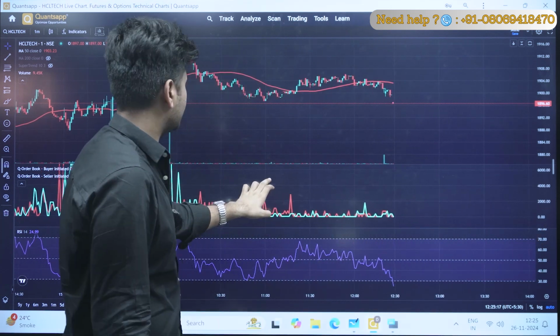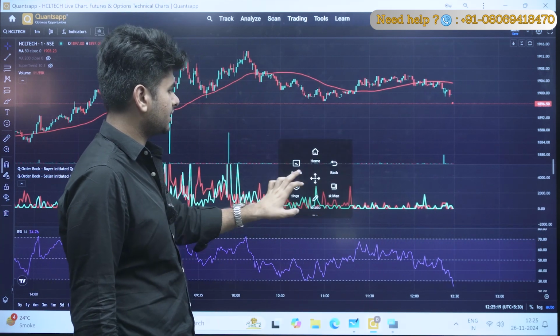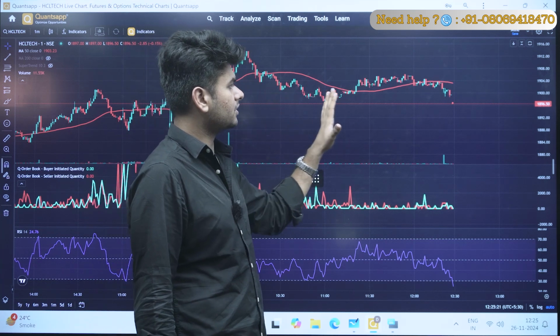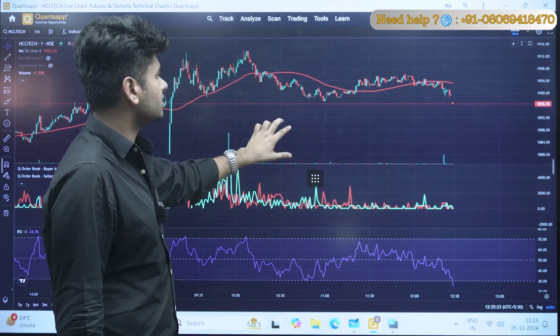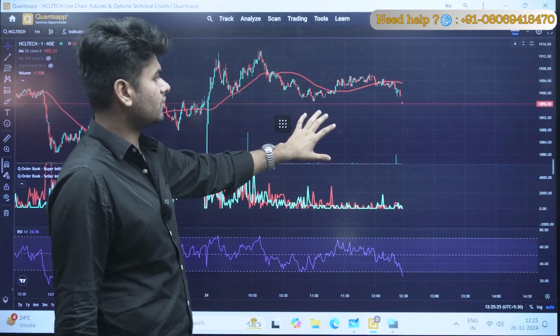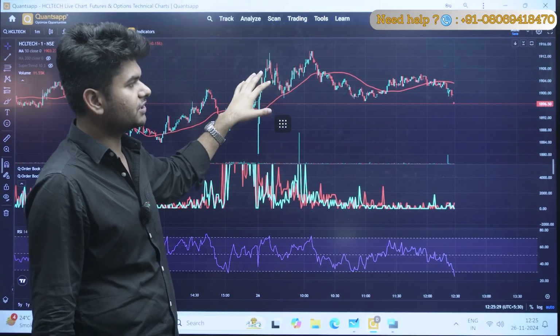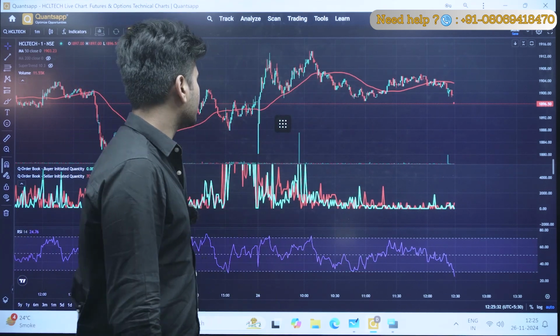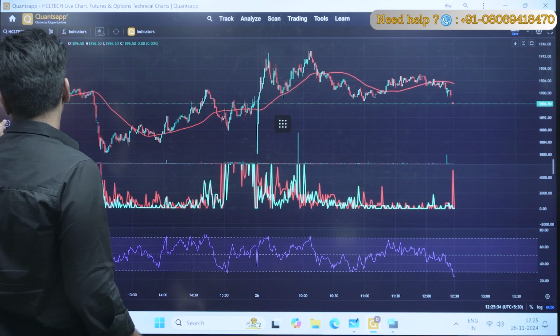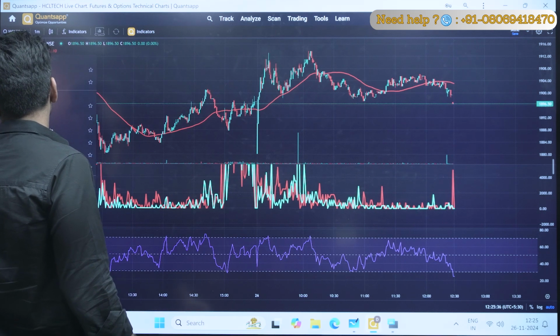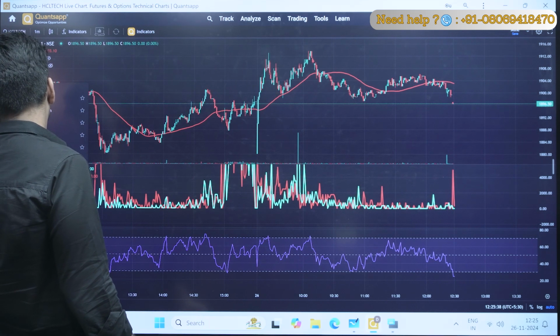Right, so as you can see here, the volumes have dropped down. But as you can see, the price has not gone very low. So today it is in between of today's day. Somewhere this level can act as, just a second, I'll just mark the zone.